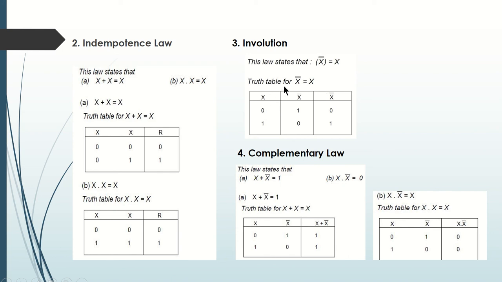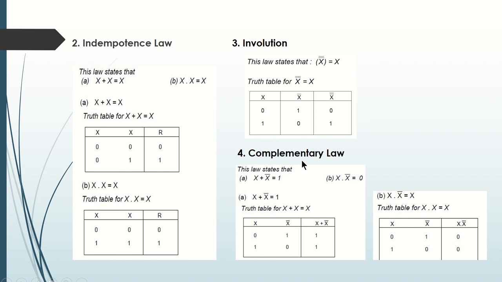There is only one variable, so x is the only input. So x value is 0 and then 1. How will you write the complement of it? For 0 it is 1, for 1 it is 0. And then how will you write the x double complement? Now you have to write the complement of this. So 1 complement is 0 and 0 complement is 1. When you look at these values, they are nothing but the value of x. This is your involution.